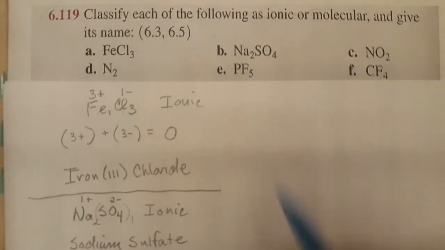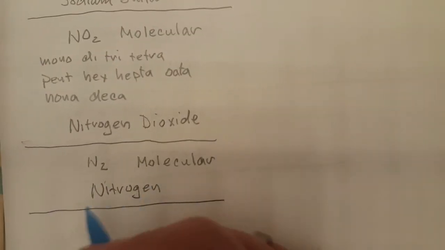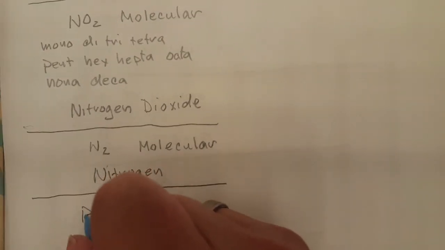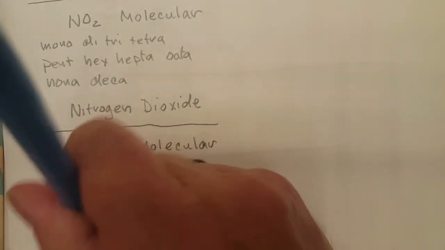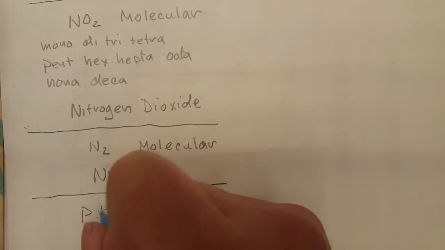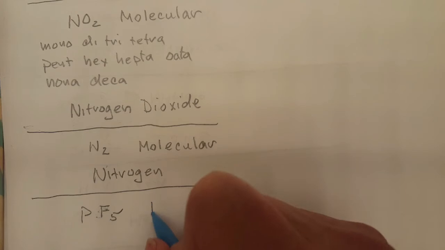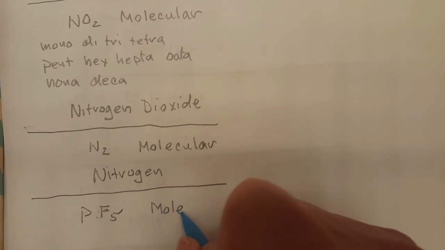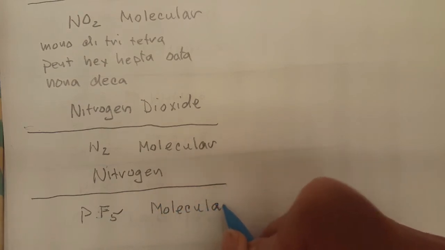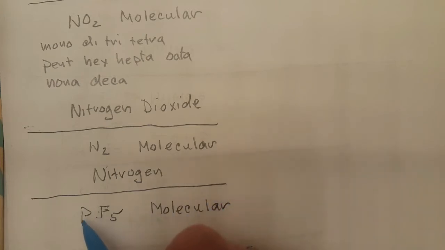Let's go with this one, PF5. They're both nonmetals, so it's molecular. The first name is phosphorus. It's not mono. We don't need to use mono. It's just phosphorus.